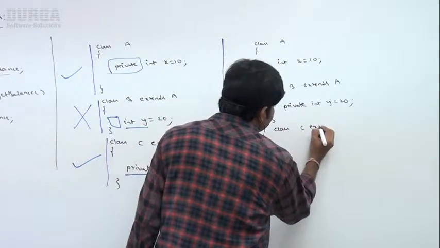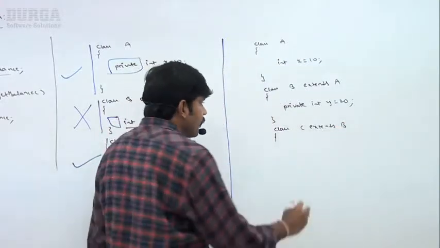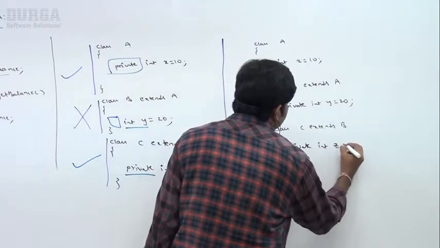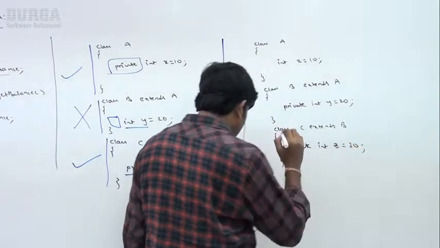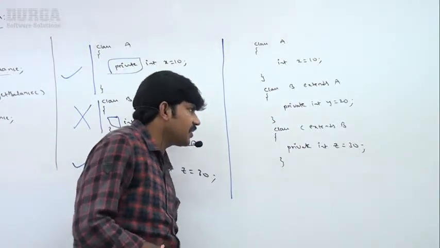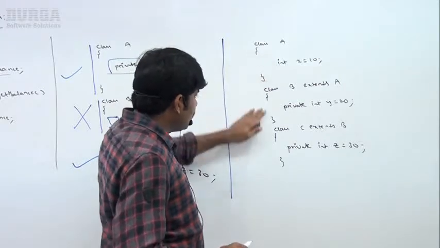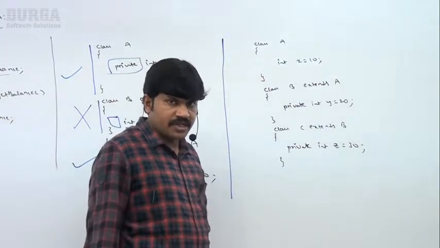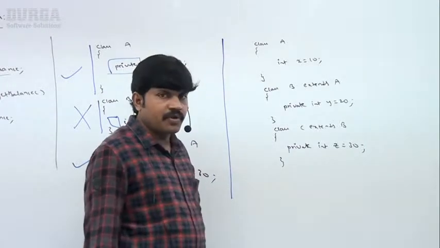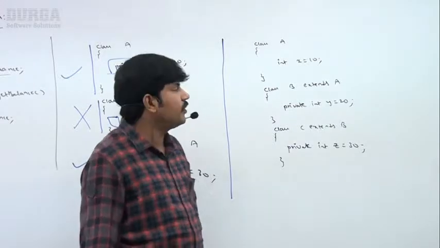Class C extends B, private int z is equal to 30. Like this I'm taking. Can you please confirm among these what is the output by default you are going to get? Please respond. Which are tightly encapsulated, which are not tightly encapsulated? Can you please tell?